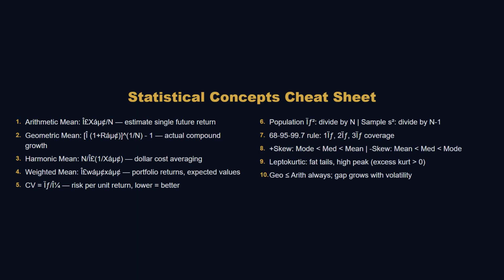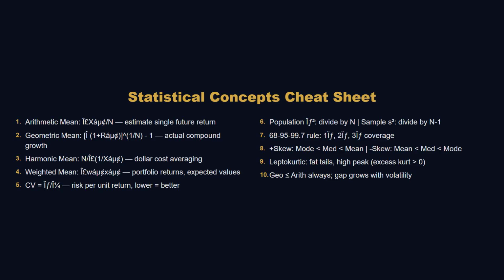Your cheat sheet. Save this. Arithmetic mean: sum divided by n. Best for estimating a single future return. Geometric mean: nth root of the product of growth factors, minus 1. Best for measuring actual compound growth. Always less than arithmetic when returns vary.